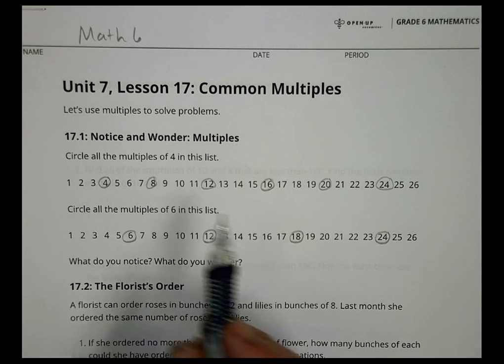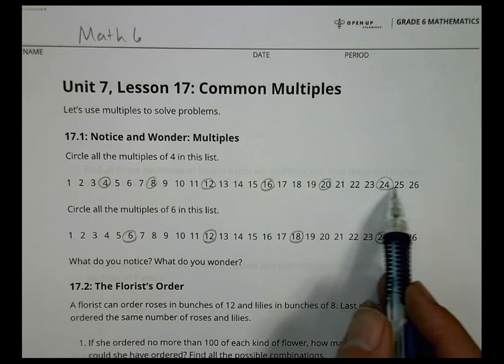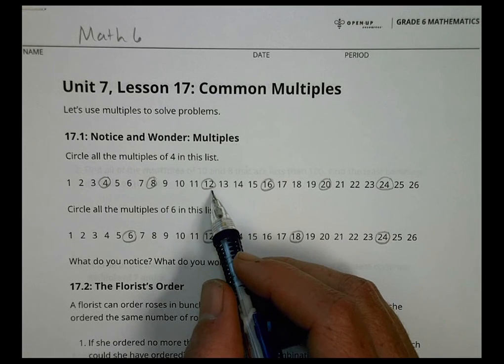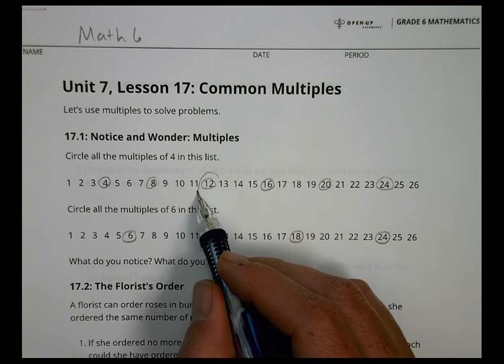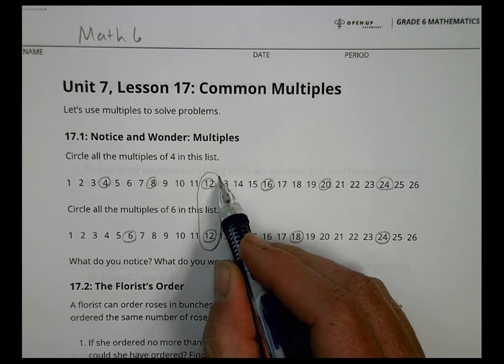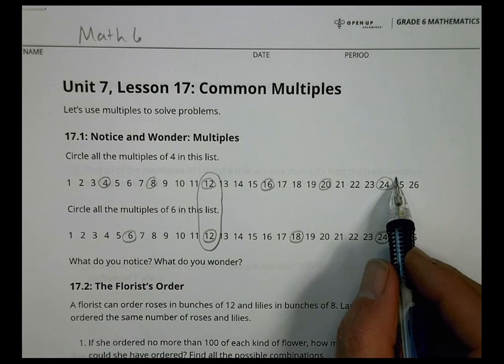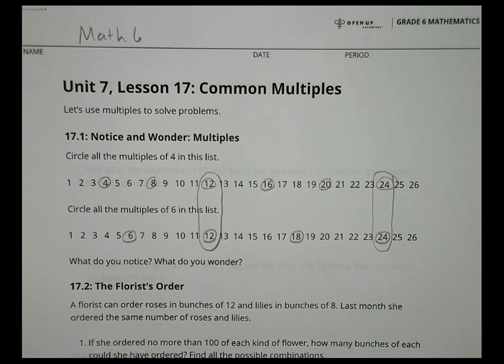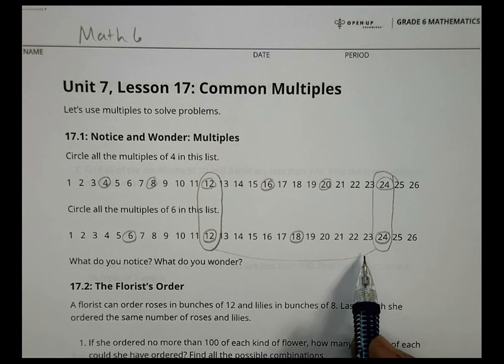Maybe you might notice a few things, like with the 4s. There are more multiples here for 4 than there are for 6. You might also notice that there are some that are in common, right? They both share 12 as a common multiple, and they both share 24 as a common multiple as well.